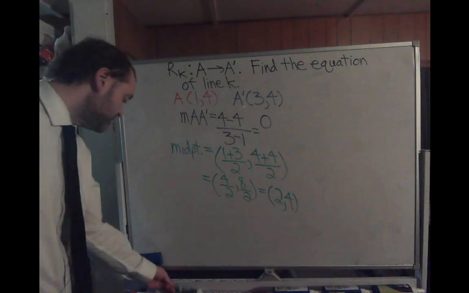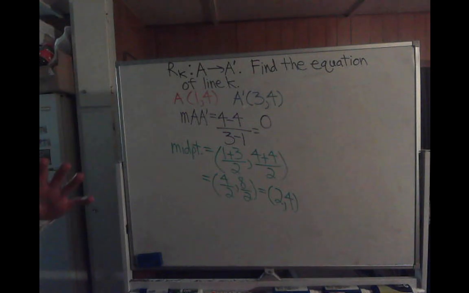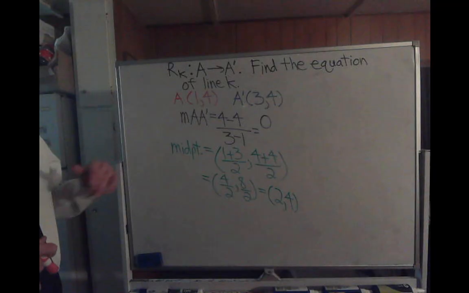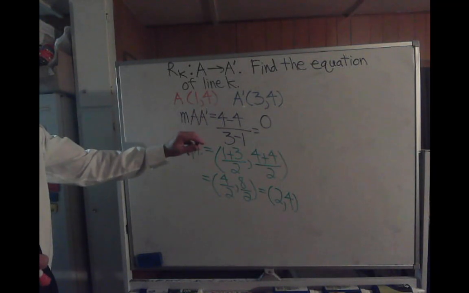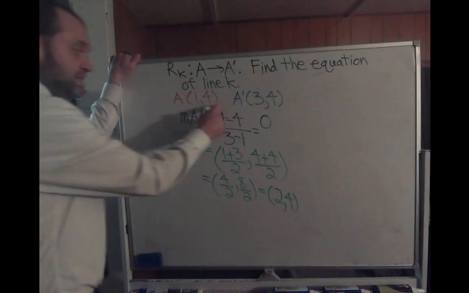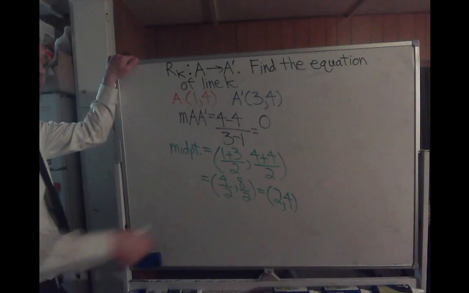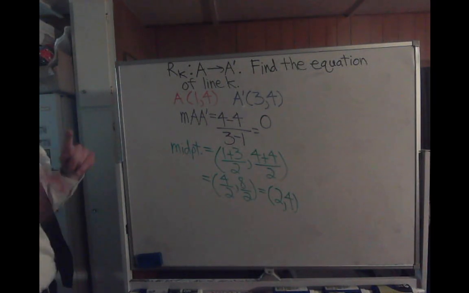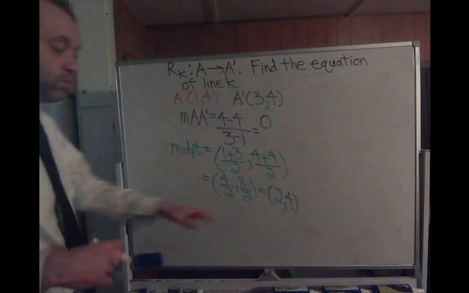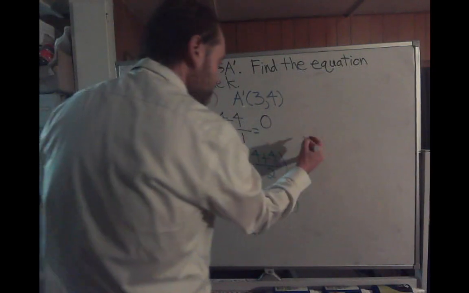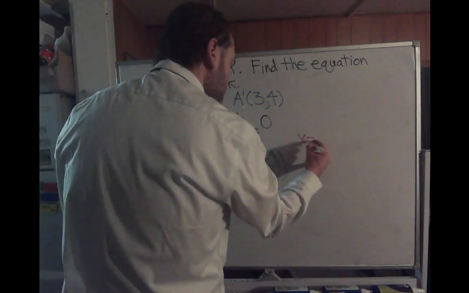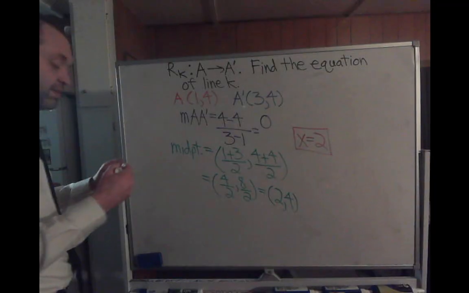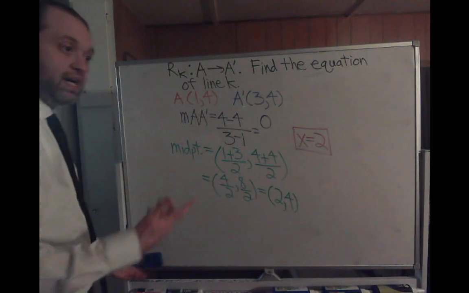And of course, if we're going to find the slope of the perpendicular bisector, again, it's the negative reciprocal of the slope of the line segment that joins A to A prime. The negative reciprocal of 0 is an undefined slope, which means you're going to get x equals. You just get the equation x equals, which in this case would be 2. So the equation for the line of symmetry in this case would be x equals 2 for the line K.